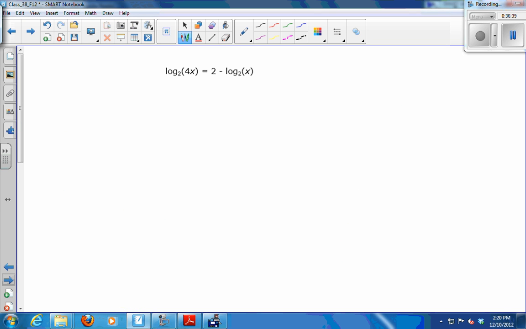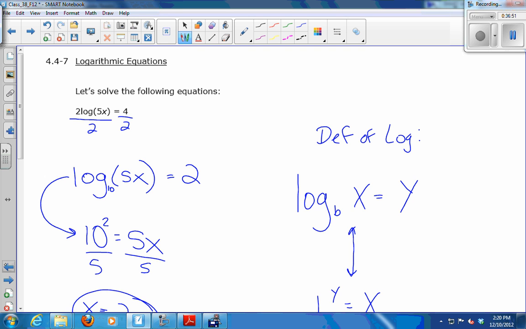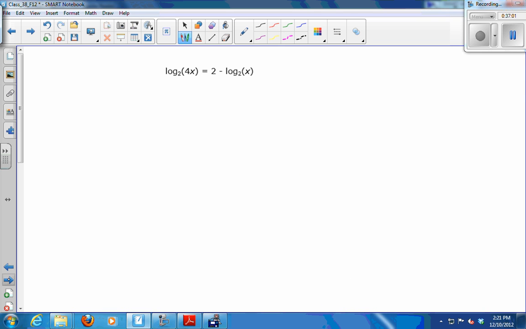Okay, so now I've got two logarithms in the same equation. The only technique I have is to change a log equation to an exponential equation. So I have to have log of something equals something. That's the only thing I know how to do. So a good first step would be to put all the logs on one side. Plus log base 2 of x equals 2.